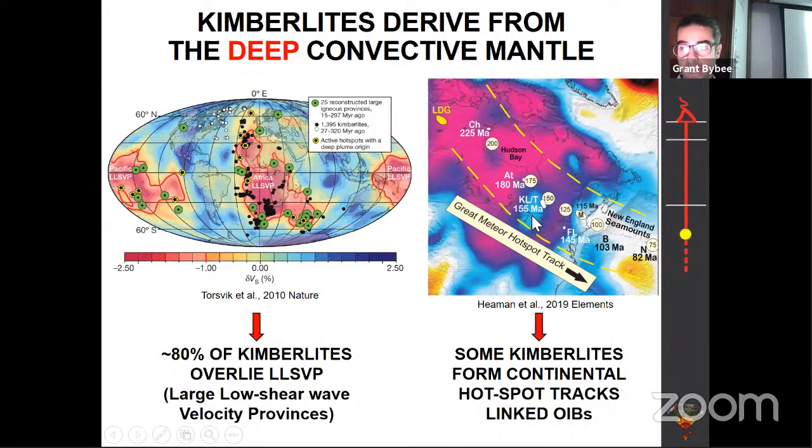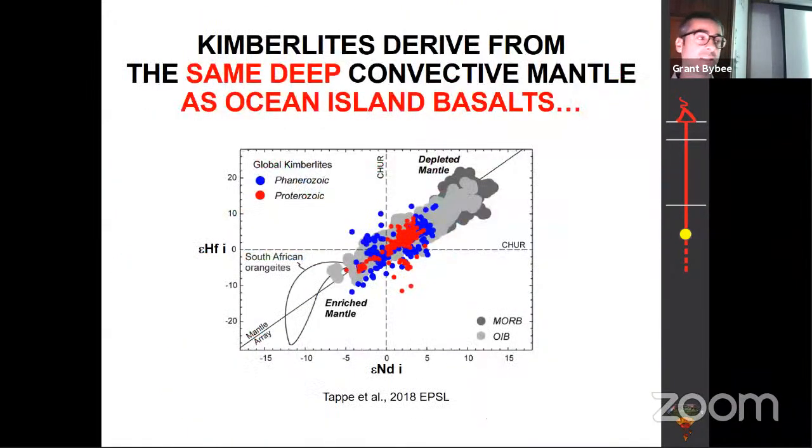In other words, kimberlites can potentially be linked, based on these two pieces of evidence, to hotspot tracks ultimately sourced in the lower mantle. A link between kimberlites and ocean island basalts, most of which are indeed related to deep mantle plumes, can also be made using isotope geochemistry.